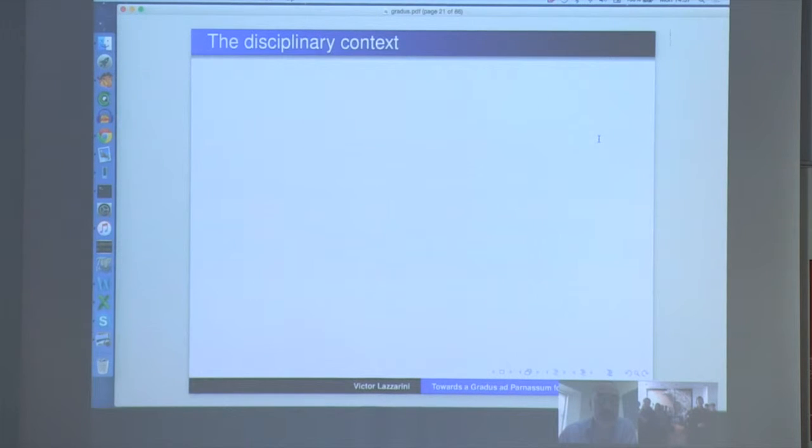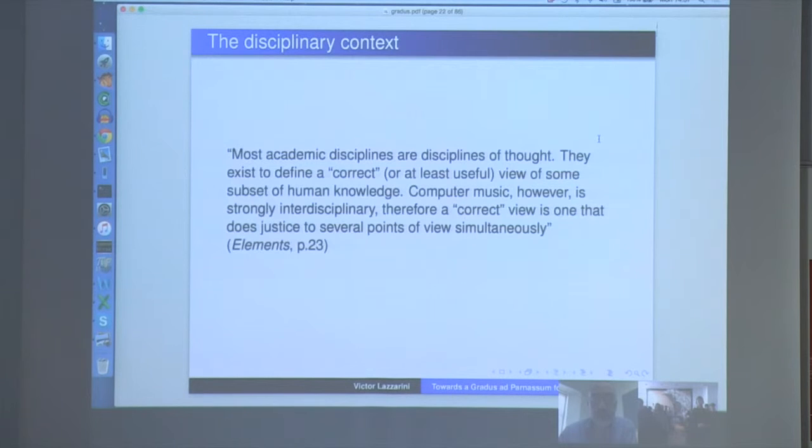So, talking about the disciplinary context of computer music, Richard Moore says that most academic disciplines are disciplines of thought. They exist to define a correct, or at least a useful, view of some subset of human knowledge. Computer music, however, is strongly interdisciplinary. Therefore, a correct view is one that does justice to several points of view simultaneously.